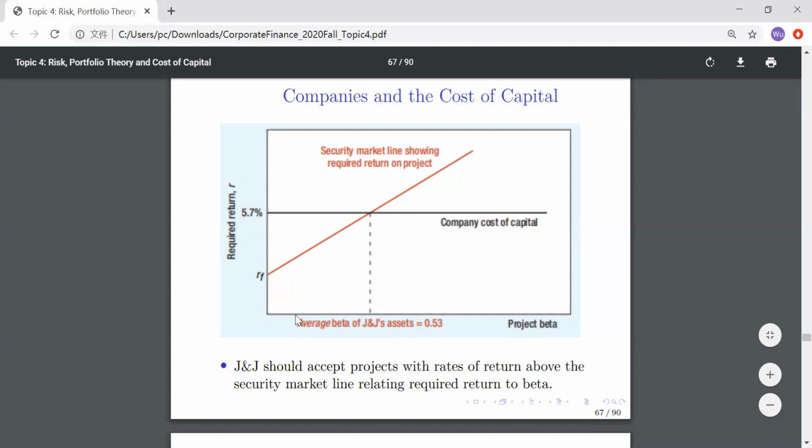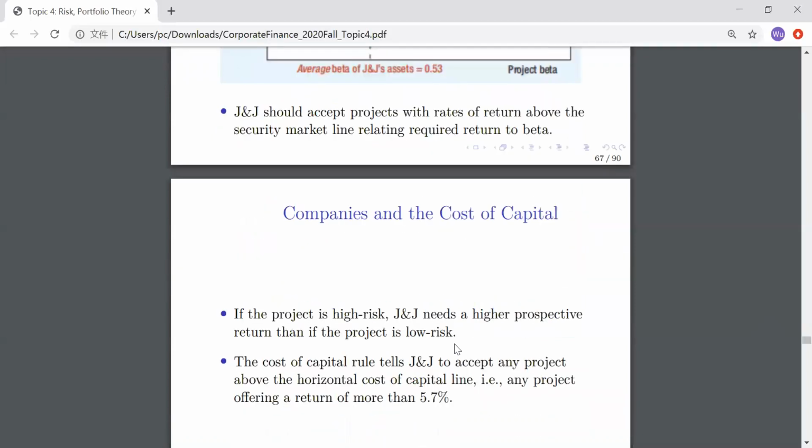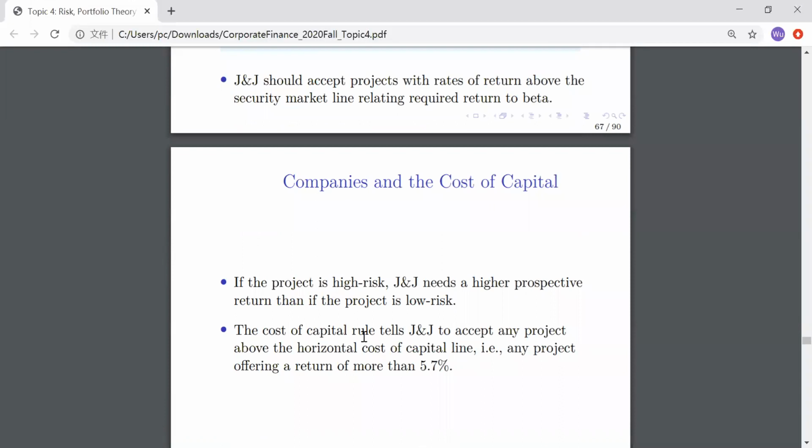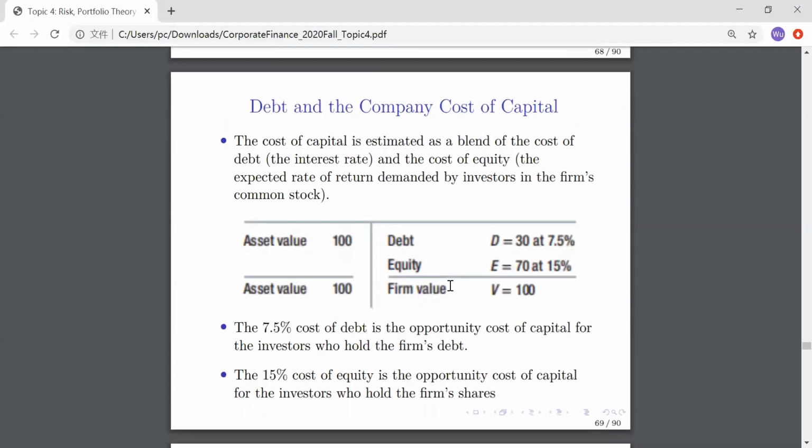But different projects have different risk levels. The average beta or average risk level of the projects for Johnson & Johnson is 0.83. And basically, Johnson & Johnson should accept projects with rate of return above the security market line, because the security market line tells you the required return, right? So if the project you are calculating is high risk, then you need a higher return. If it's lower, then you need a lower return.